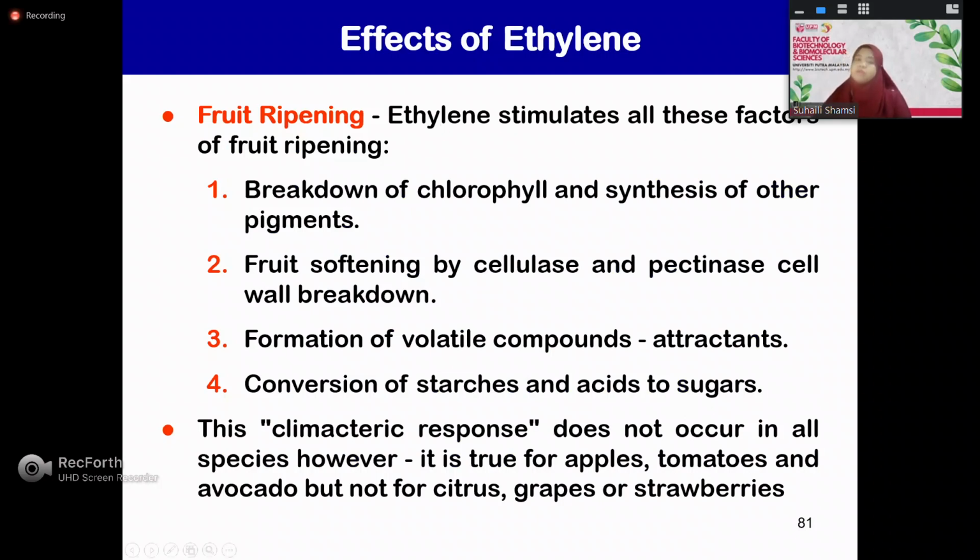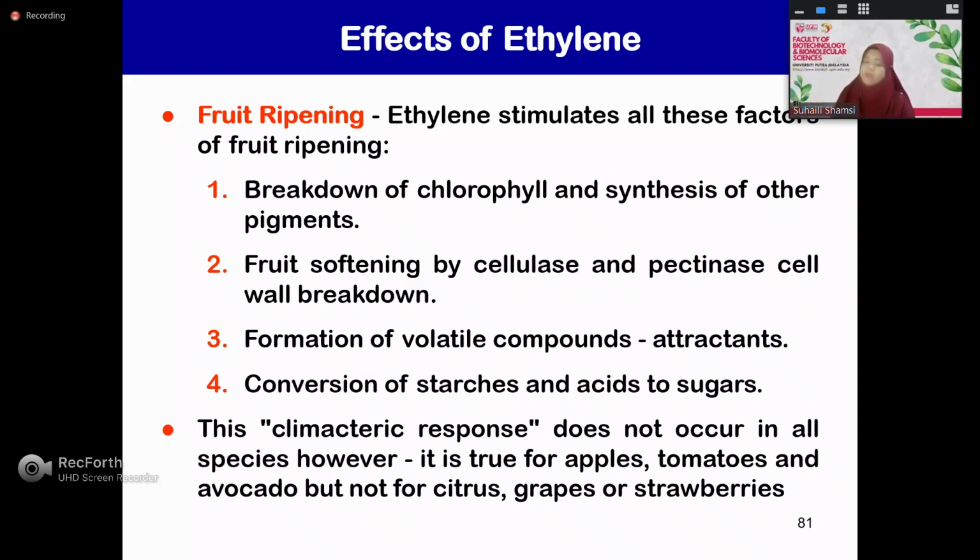When we talk about ethylene, it is basically associated with fruit ripening. In fruit ripening, ethylene stimulates all these factors: breakdown of chlorophyll, and it would synthesize other accessory pigments such as lycopene in tomatoes. We have carotenoids. Instead of making chlorophyll, the plant would now focus more on synthesis of accessory pigments that support fruit ripening. It would produce more colors in the fruits. And then fruit softening by cellulase and pectinase formation.